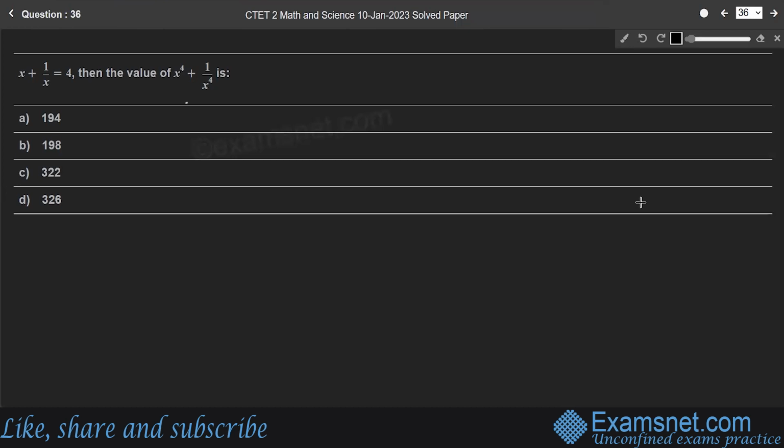Question 36. x plus 1 by x is equal to 4. Then the value of x raised to 4 plus 1 by x raised to 4. Very simple question. So let us consider the given equation, and square it on both sides, both LHS and RHS. So we have to convert x raised to 1 to x raised to 4. So twice we have to square the given equation. Then only you can get x raised to 4 plus 1 by x raised to 4.